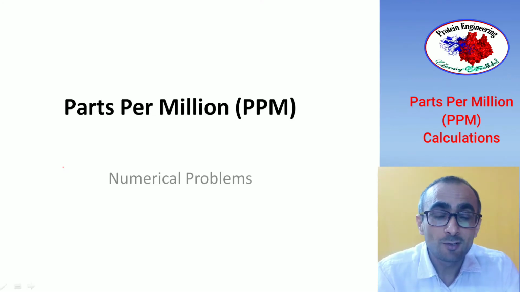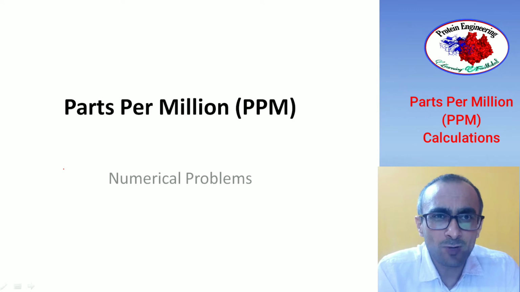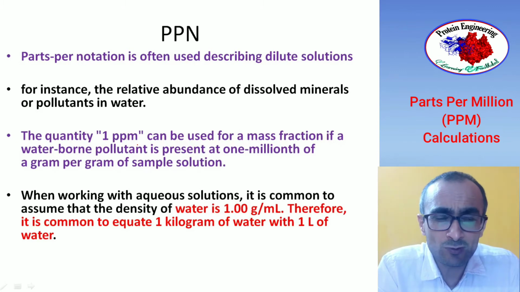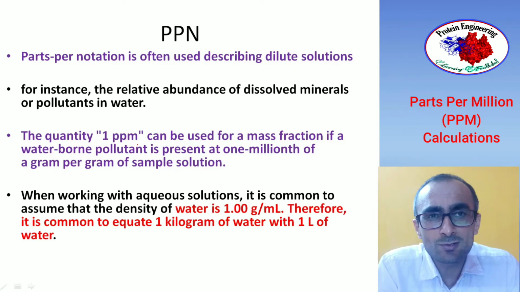Hello everyone. Today we will talk about parts per notation, for example, parts per million or parts per billion. So parts per million, or these parts per notation, they represent concentration of solutions.